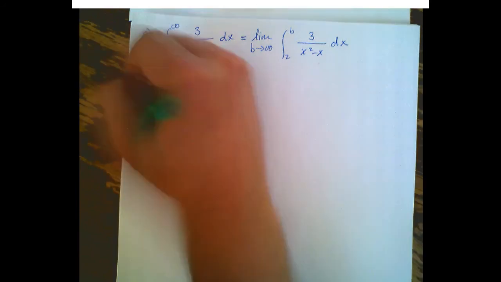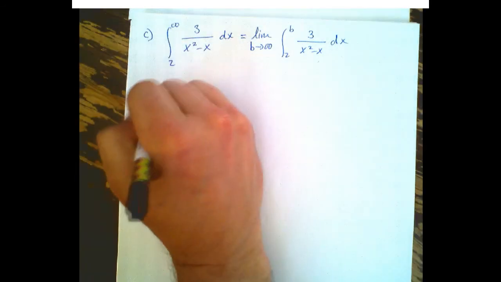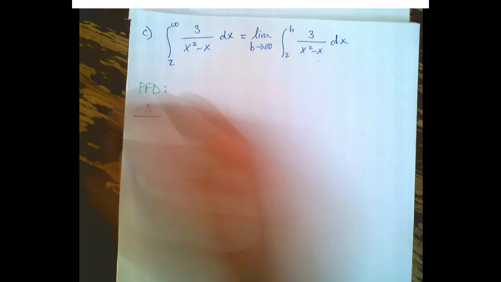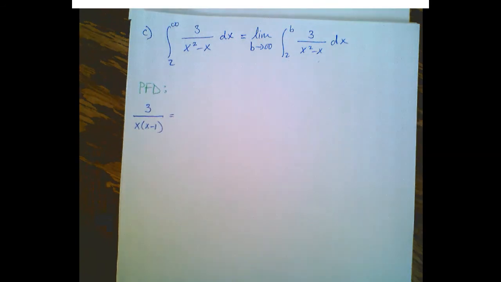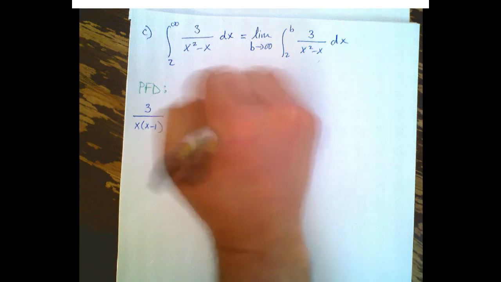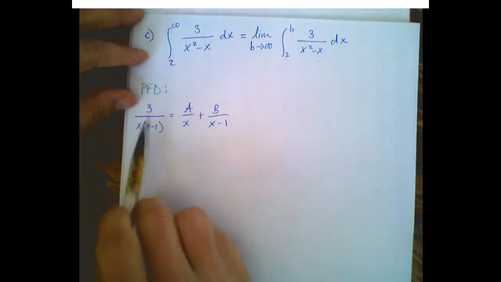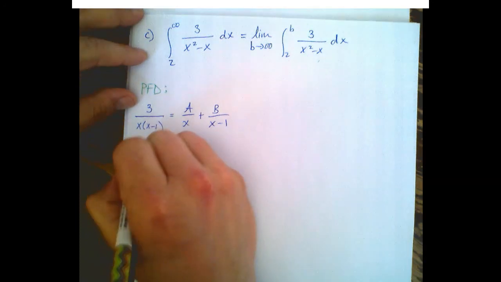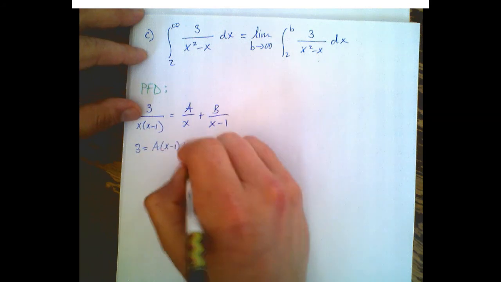So let's do our partial fraction decomposition over here. Alright, so we have 3 over, we need to factor that. So that would be x times x minus 1. So split it into partial fractions, A over x plus B over x minus 1. And let's get them back together. So here we would have 3 equals A times x minus 1 plus B times x.